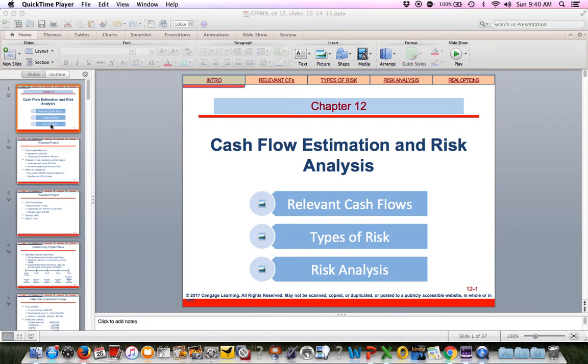Well, welcome to Chapter 12. In Chapter 12, we'll talk about cash flow. And basically, it's a continuation of Chapter 11. Chapter 11 was the capital budgeting chapter.